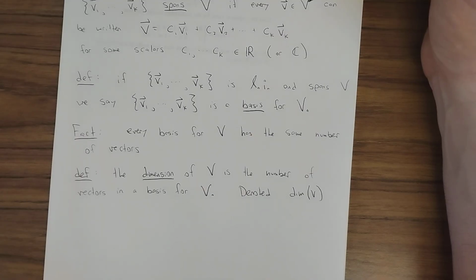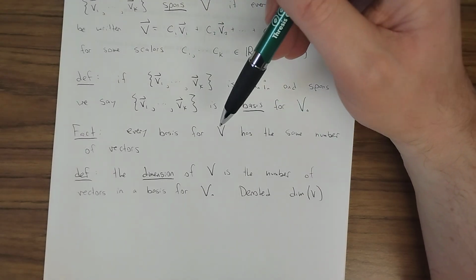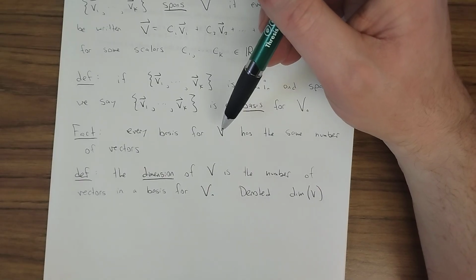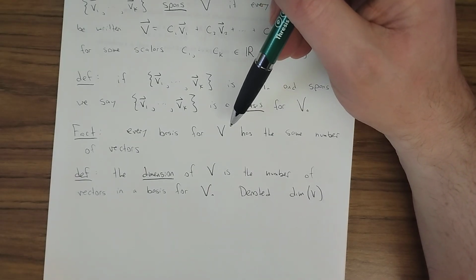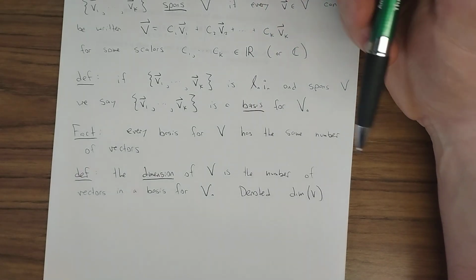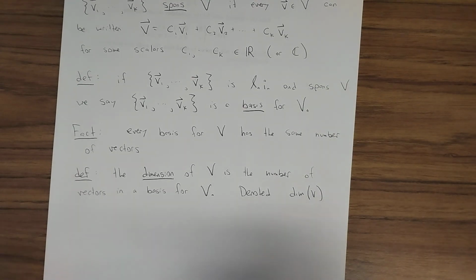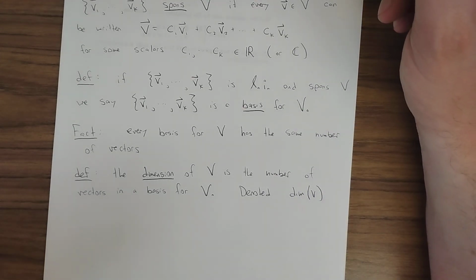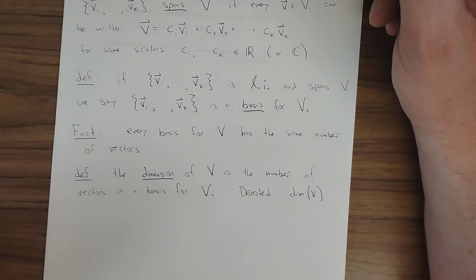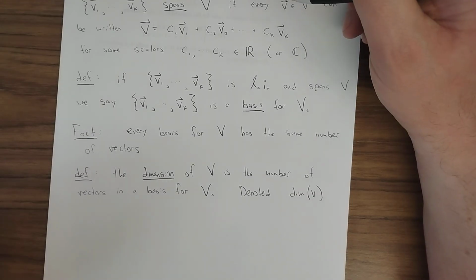I should mention it is possible to have an infinite dimensional vector space, like the vector space that we've talked about that consists of all functions from R to R. That's infinite dimensional. Most other vector spaces that we're going to talk about have finite dimension.